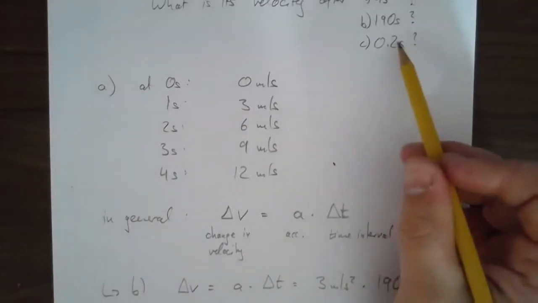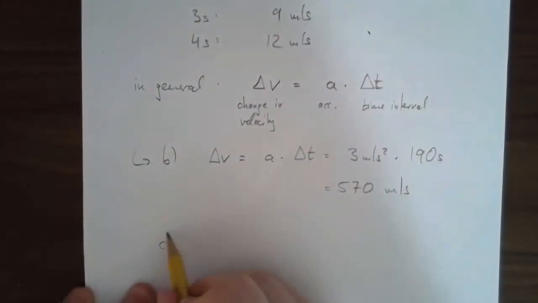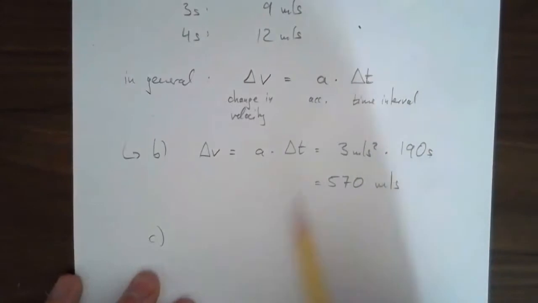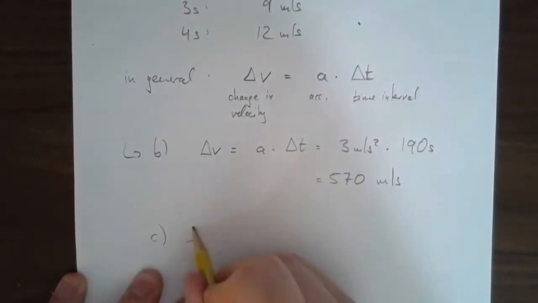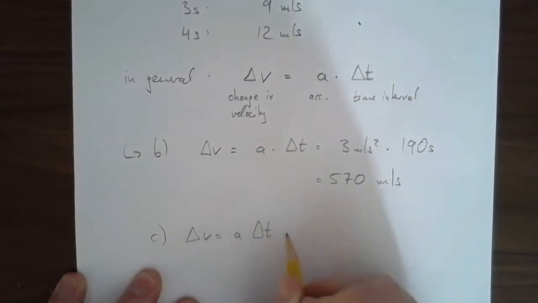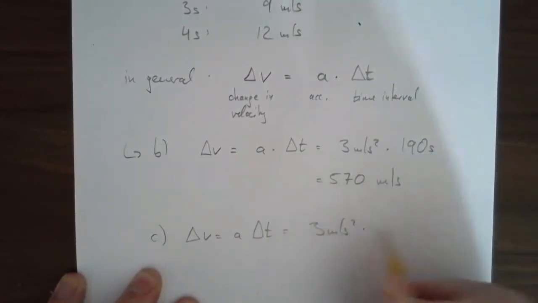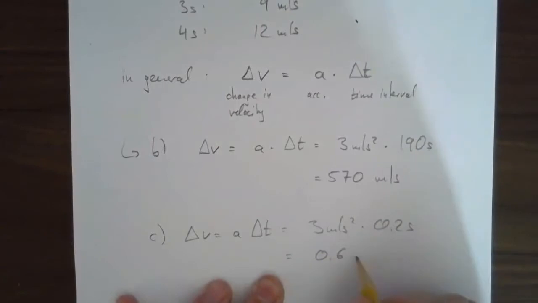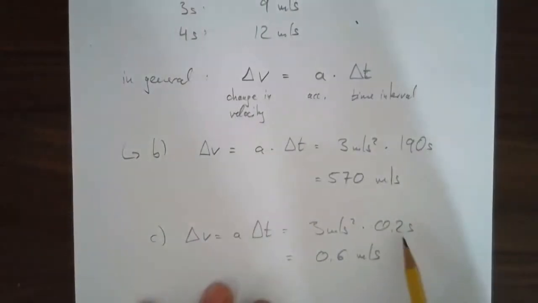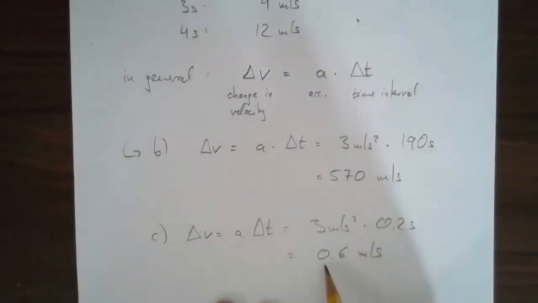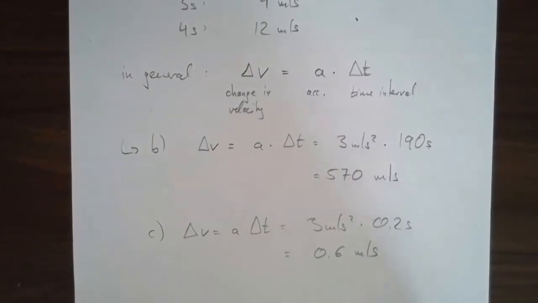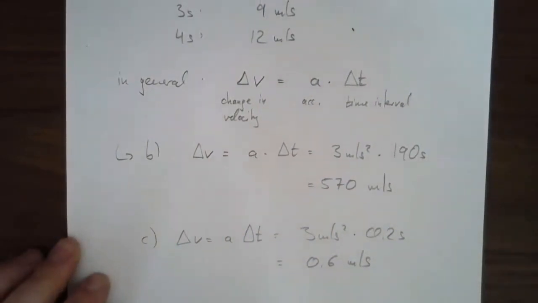Finally, we want to figure what happens after 0.2 seconds. It's right at the beginning. Well, same thing applies. It could go in 0.1 second steps, maybe. But I can just use this, just the same. Delta V is A times delta T, which is 3 meters per second squared, times 0.2 second, which, unless I'm mistaken, is 0.6 meters per second. It's after 0.2 seconds, a fifth of a second, and the ball is going 0.6 meters per second. It works just the same if it's a fraction of a second or some other non-integer value. So I hope this makes sense.